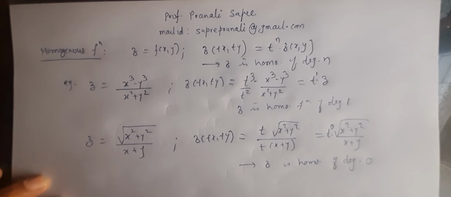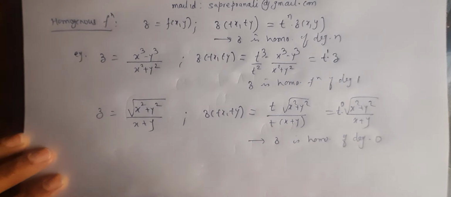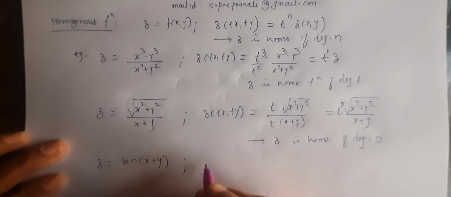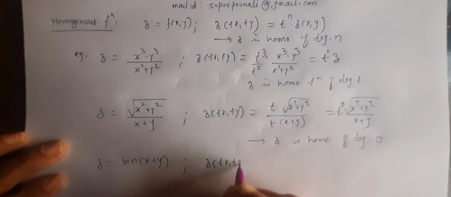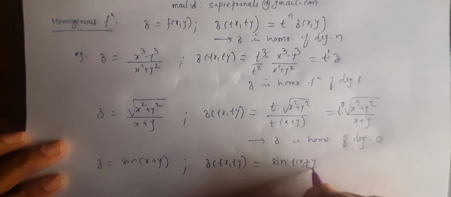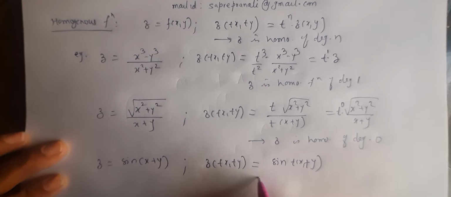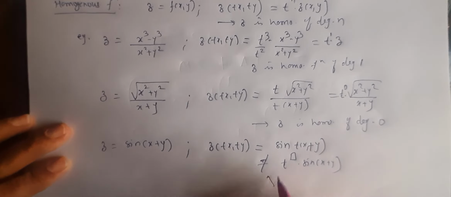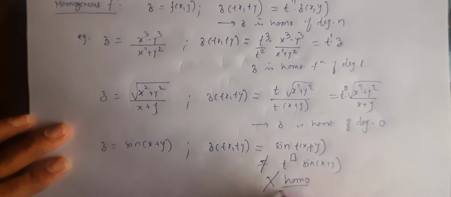So this was homogeneous function. I will give one more example to make it clear what a homogeneous function is. Like if I have now z is sine of (x plus y), and try to find z of tx, ty. Z of tx, ty will be, again put here tx, ty, t is common, we are getting this. But see properly here, we cannot take t out. That is, we cannot write t raised to some power into sine of (x plus y). Which means obviously this is not homogeneous.